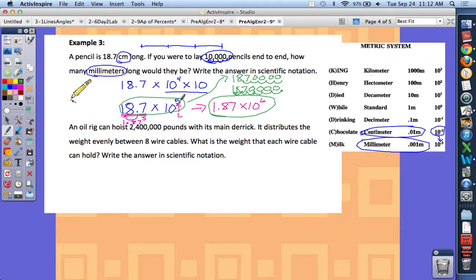The last one we're going to do today, then: an oil rig can host 2,400,000 pounds with its main derrick. It distributes the weight evenly between 8 wire cables. What is the weight that each wire cable can hold? Write your answer in scientific notation. So what operation would you be doing here? You have a whole amount of weight that they can hold, and there are 8 wire cables that support that weight. So you're dividing.